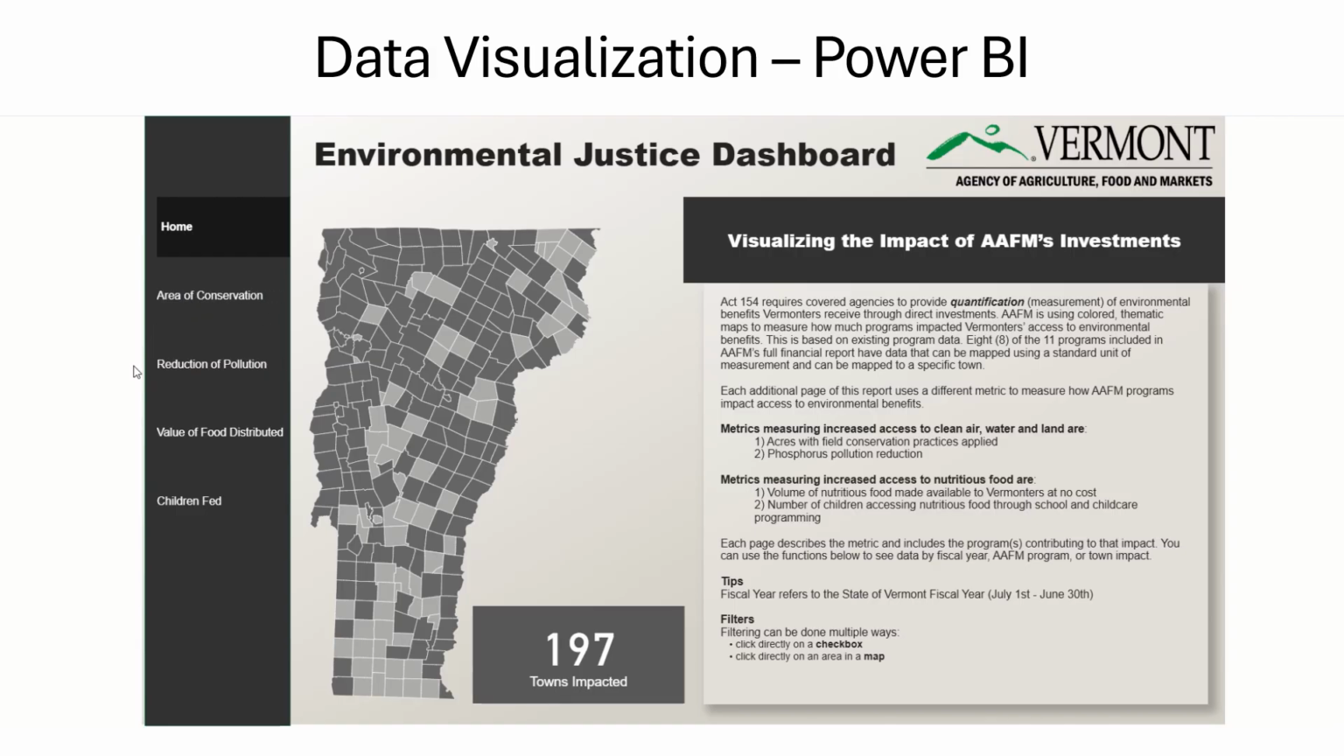Area of conservation, practices implemented, reduction in phosphorus pollution, value of food distributed at no cost, and number of children fed at no cost through programming. Each of these pages will show you a map of Vermont like you see here and have ways you can engage with the data to understand the measure of impact in what fiscal year and from what program.